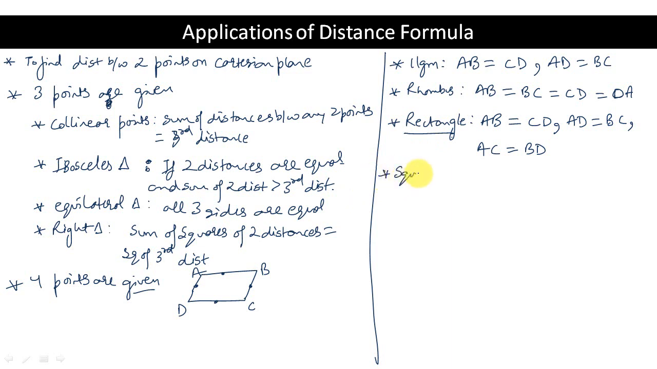Next, we'll check whether it is a square. For a quadrilateral to be a square, the first condition is that all the four sides should be equal. AB, BC, CD and DA should be equal. In addition to this, both the diagonals, that is AC and BD, should also be equal. Then the quadrilateral will be a square. Okay.